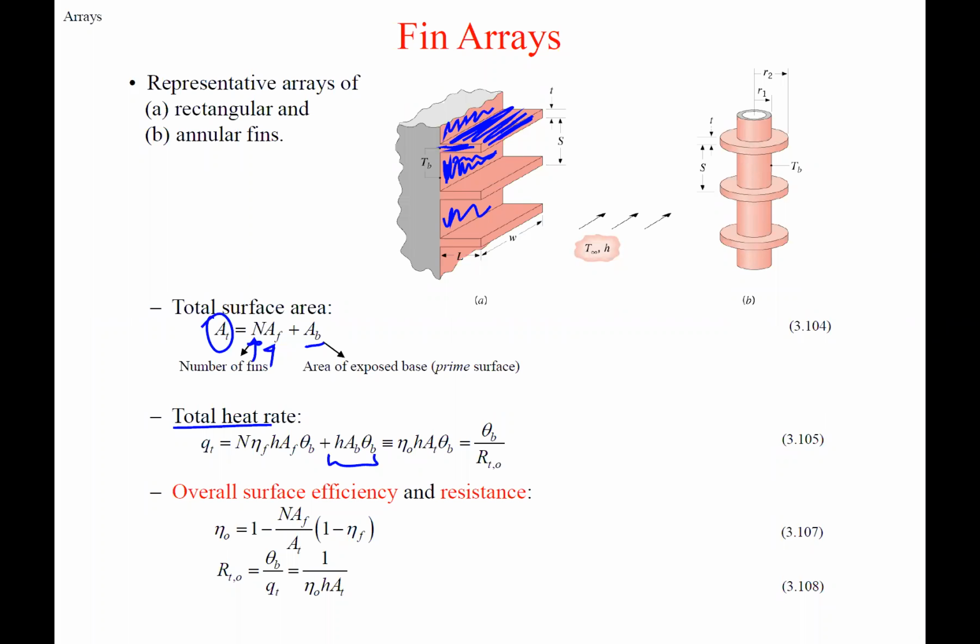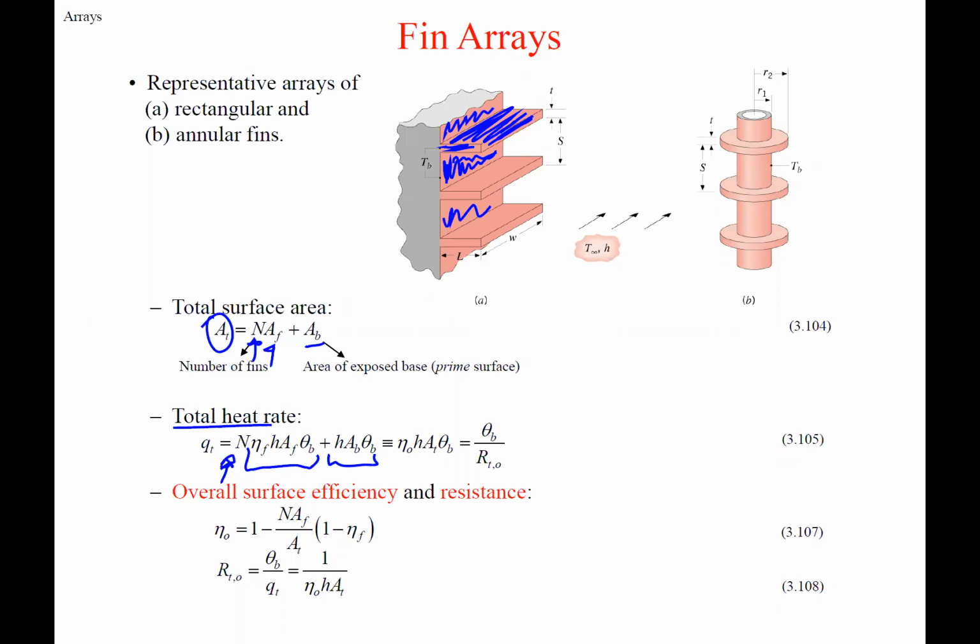You have heat coming off of that exposed base, and that's this: convection, h, area of that exposed base, and theta is the temperature of the base minus T infinity. Then you have over here the heat off of a single fin. So it's fin efficiency, h, area of the fin, T base minus T infinity, so that's theta_b. Then you just multiply it times the number of fins, and that gets you your total heat rate.